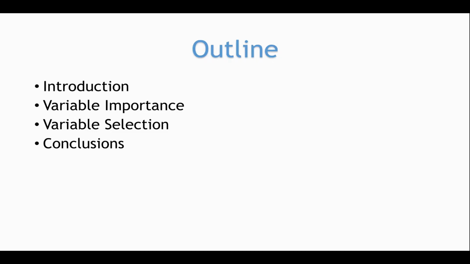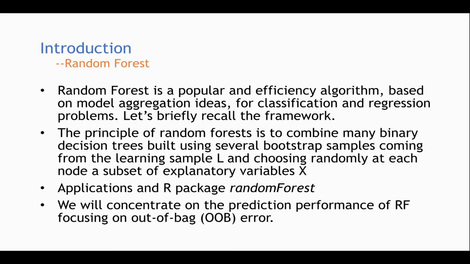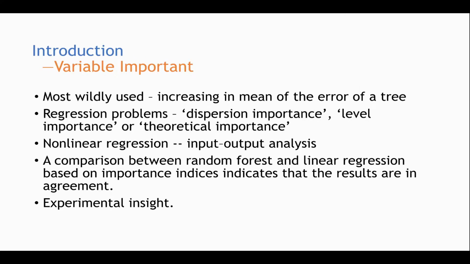The first concept is random forest. Since we have discussed it in our course earlier, let's just briefly recall the work about this topic. The second concept is variable importance. The most widely used one is the increase in mean of the error of the tree. If we compare this definition with MSE, it is very similar.